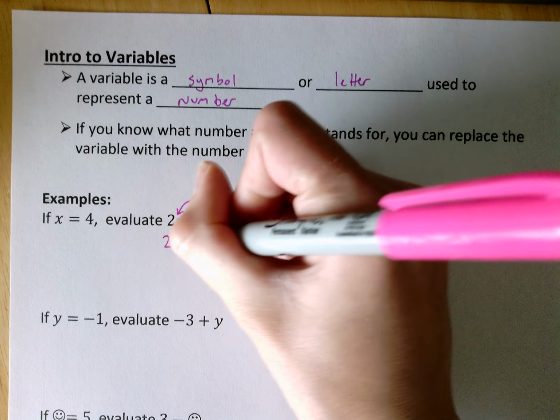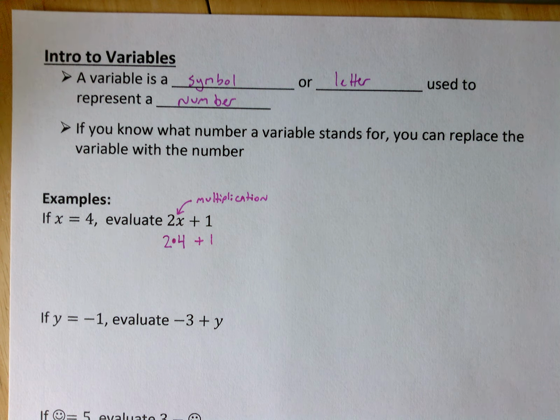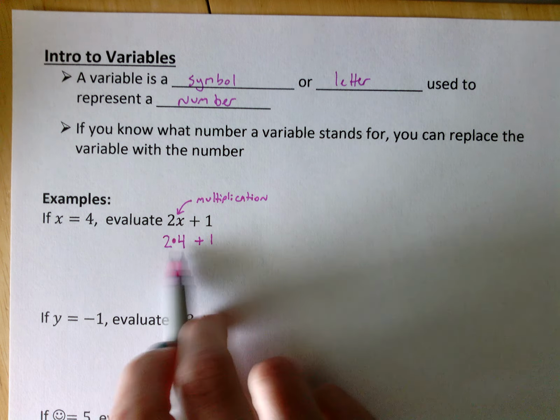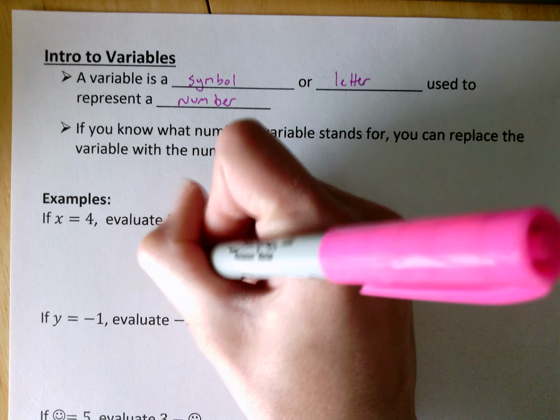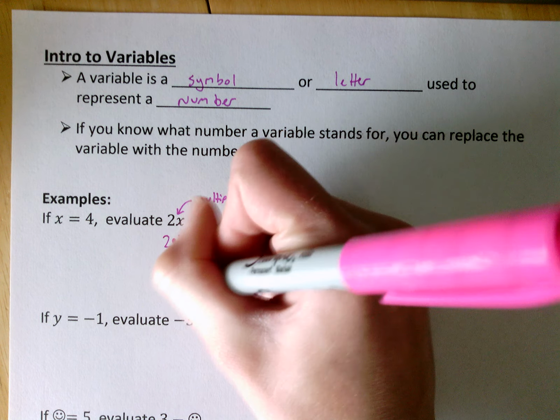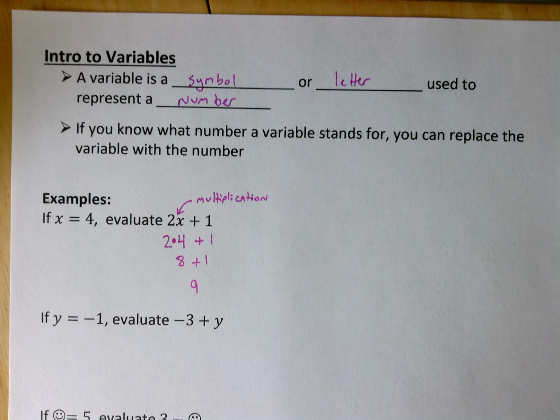Okay, and then I've got this plus 1 here. Following my order of operations, right? Check for grouping symbols, then exponents, then multiplication. So 2 times 4 is 8, and then 8 plus 1 is 9. Okay, it's that simple. Excellent.